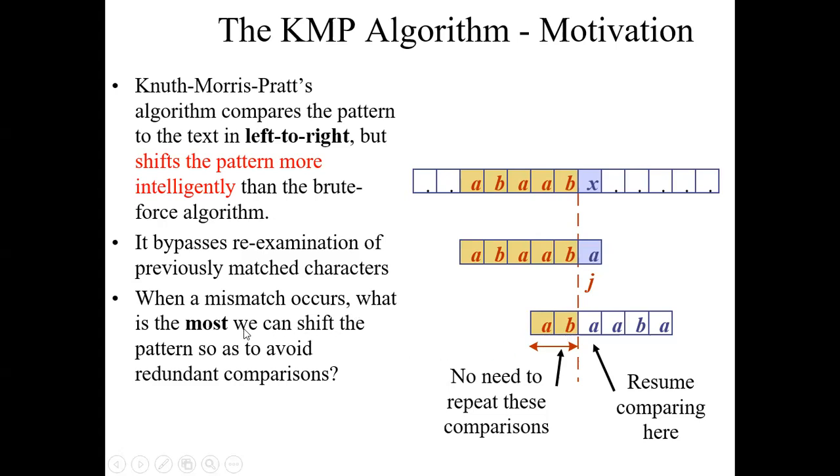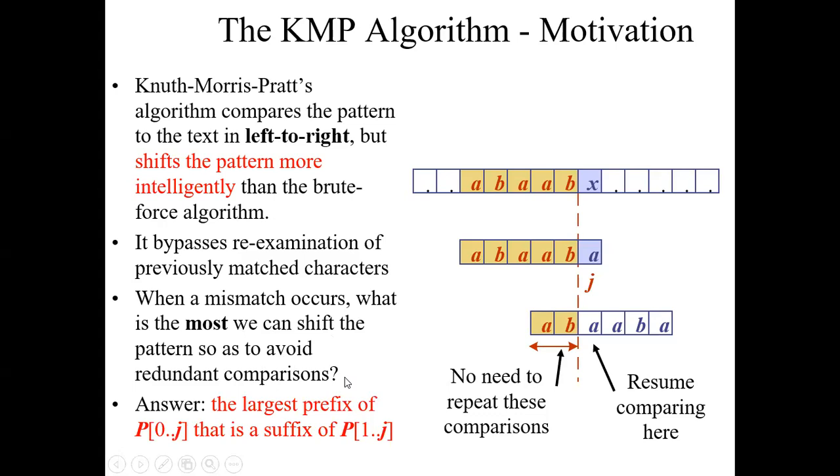So when a mismatch occurs, what is the most we can shift the pattern so as to avoid redundant comparisons? This is what I had mentioned just now. The largest prefix of the pattern that is also a suffix of the pattern. Because AB is the largest prefix, that is also a suffix. That is why we try to align AB with AB. ये तो हमने manually किया, but algorithm will take care of it by default automatically. So we need not do these comparisons which have already been done. We are directly beginning to compare from the position past these comparisons that have already happened.